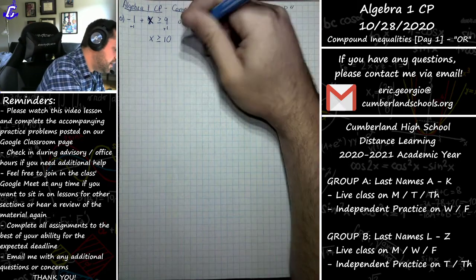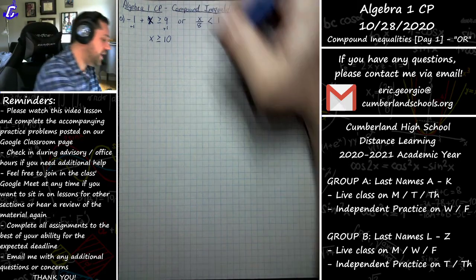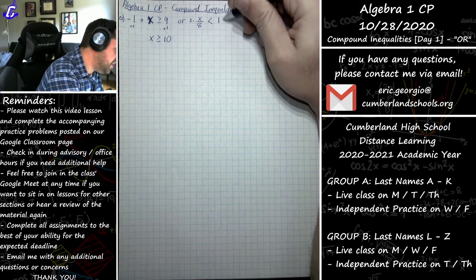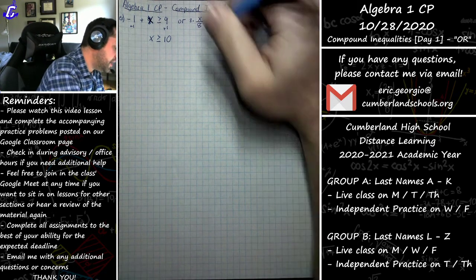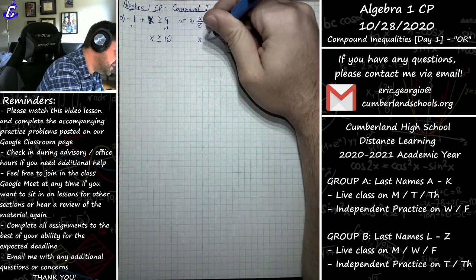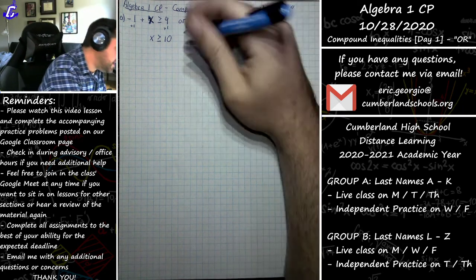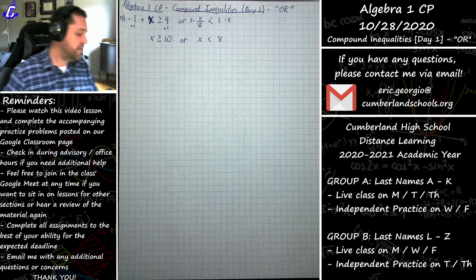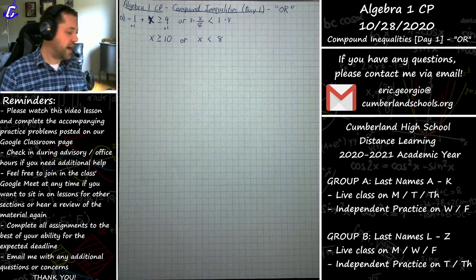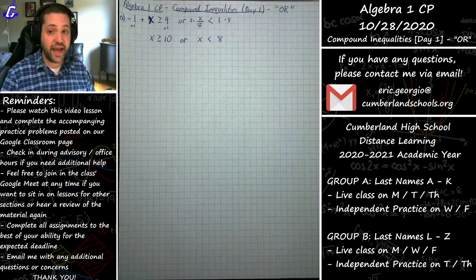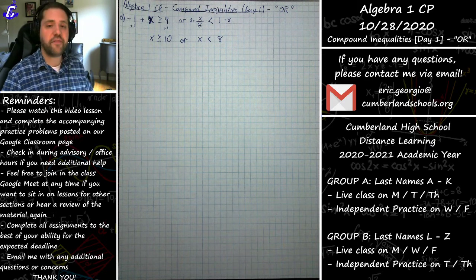Okay? This inequality is also one step. I would just multiply by 8 to undo the division by 8 here, and I'd get the solution of x is less than 8. Okay? So what this inequality is suggesting is that if my value for x is greater than or equal to 10, I'd be happy. Or if my value for x is less than 8, I'd also be happy.